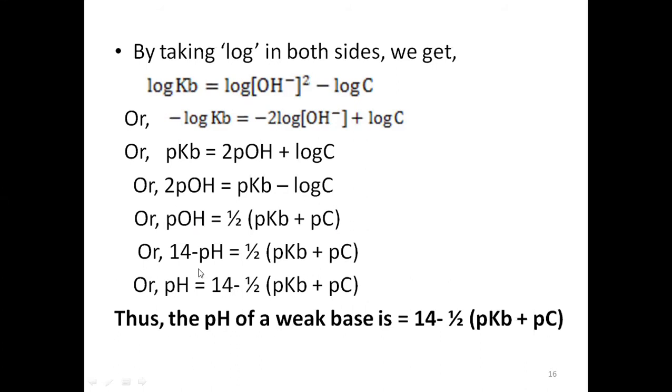And pOH equals, we know that pH plus pOH equals 14, so pH equals 14 minus half into pKb plus pC. So this is the pH of a weak base.